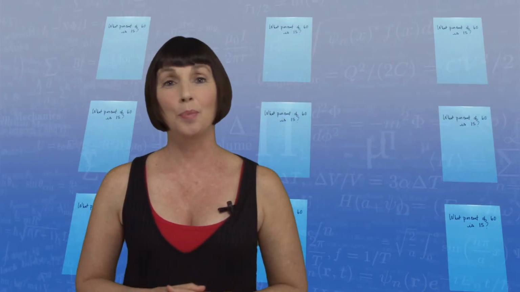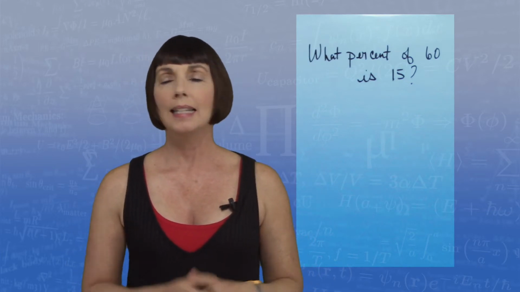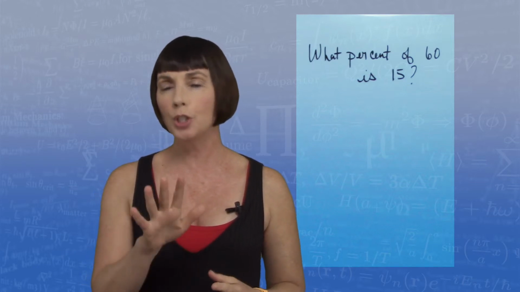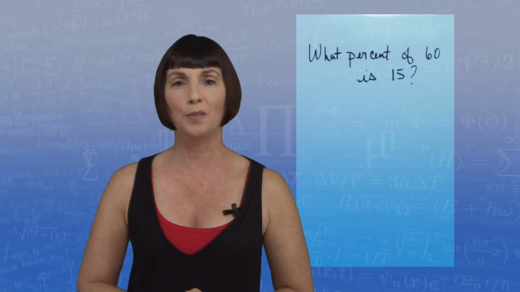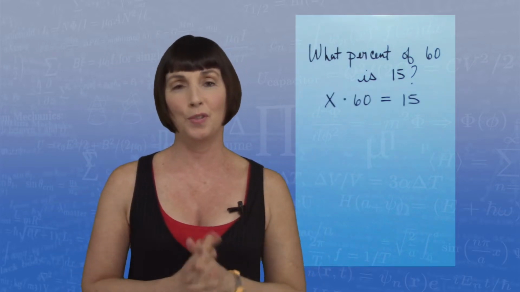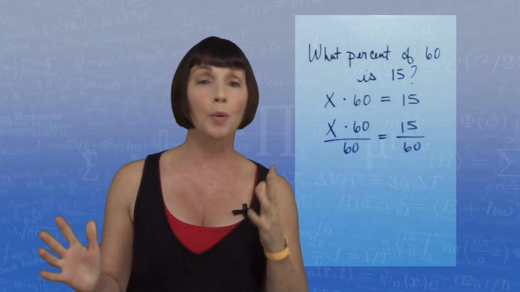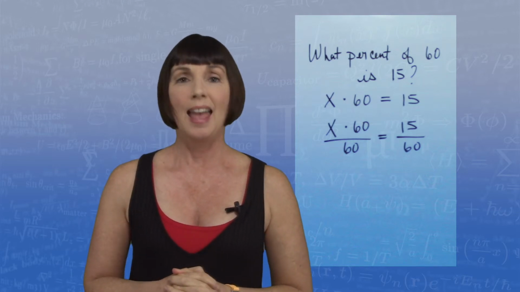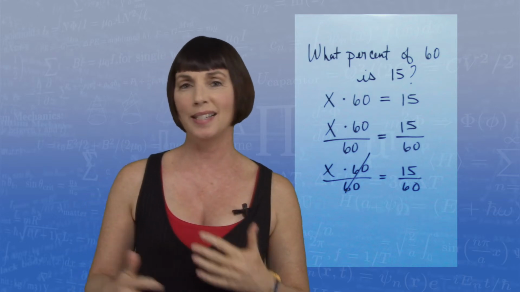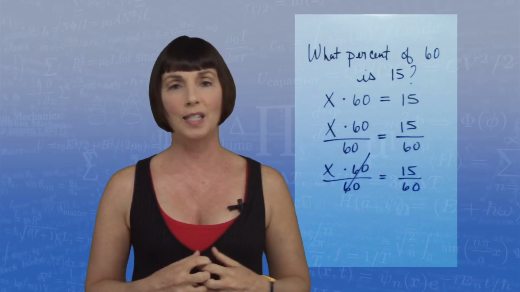Here's our last example. It says, what percent of 60 is 15? Same thing, except now we're going to be discovering the percentage. It's okay, still just put an x in for the percent and don't worry about it for now. So we get x times 60 equals 15. Okay, I'm multiplying x by 60, so I'm going to divide both sides of my equation by 60. And then the 60s on the left will just cancel out. 60 over 60 is just 1, and that'll leave me with x equals 15 over 60.